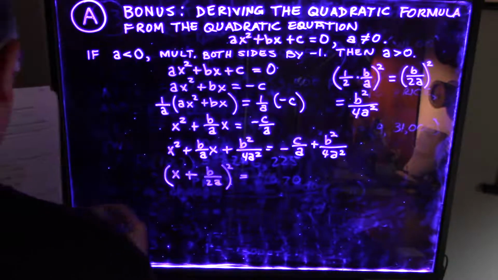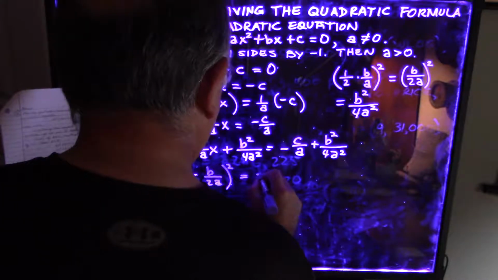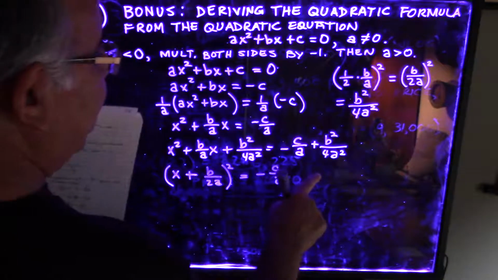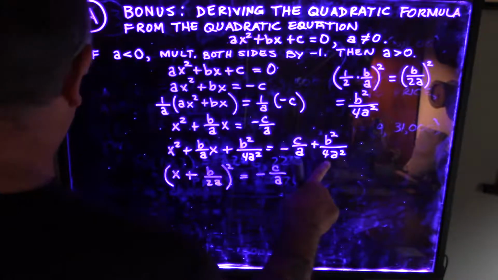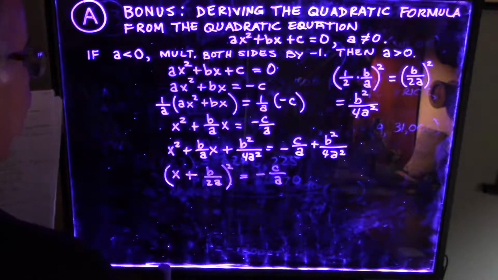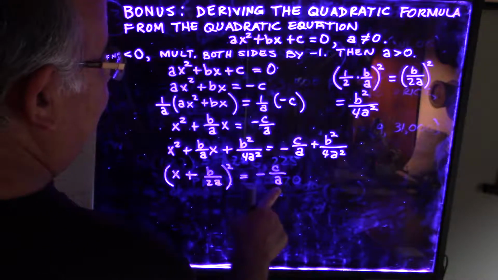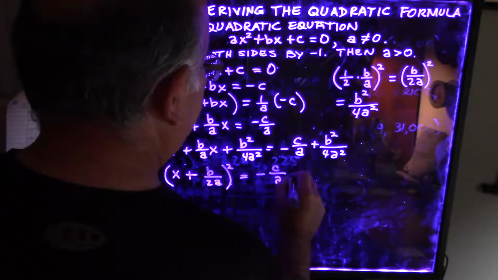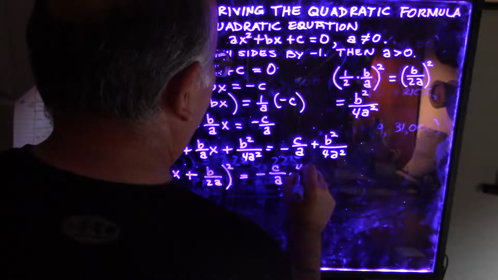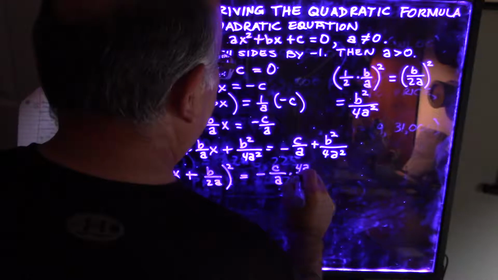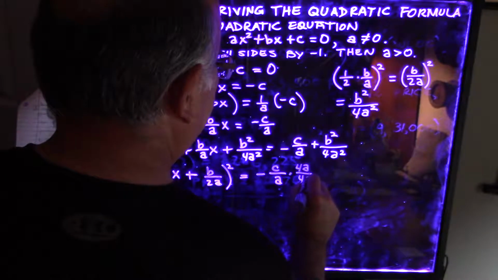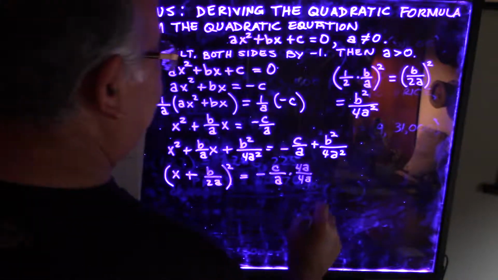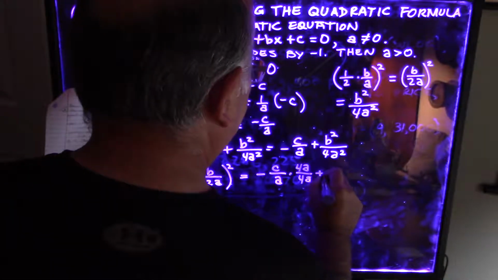Alright. And then over here, we've got negative c over a, and what we want is a common denominator, which is 4a squared. Alright. So we're going to get the common denominator by multiplying that by 4a over 4a, so you multiply by 1. When you multiply these two, you're going to get the common denominator 4a squared, and then we can combine the two fractions.